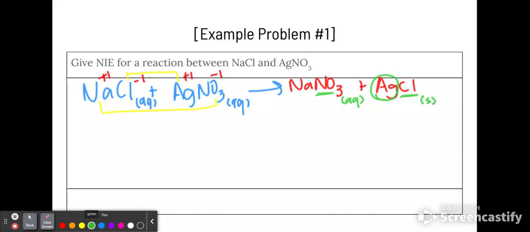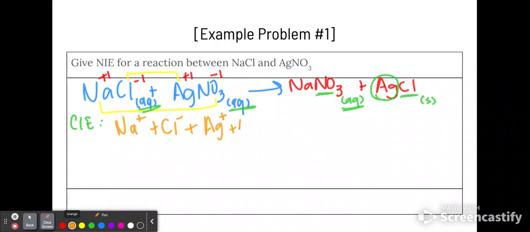Now that we know that, we need to take all of these aqueous and we are going to break them up into their ions, kind of like what we did up here, but we're going to write them all together. So this will be known as your complete ionic equation. We know Na and Cl break up into Na plus and Cl minus. AgNO3 is going to break up into Ag plus and NO3 minus. So we just literally broke them up into their ions. We're going to make sure to put aq with all these.